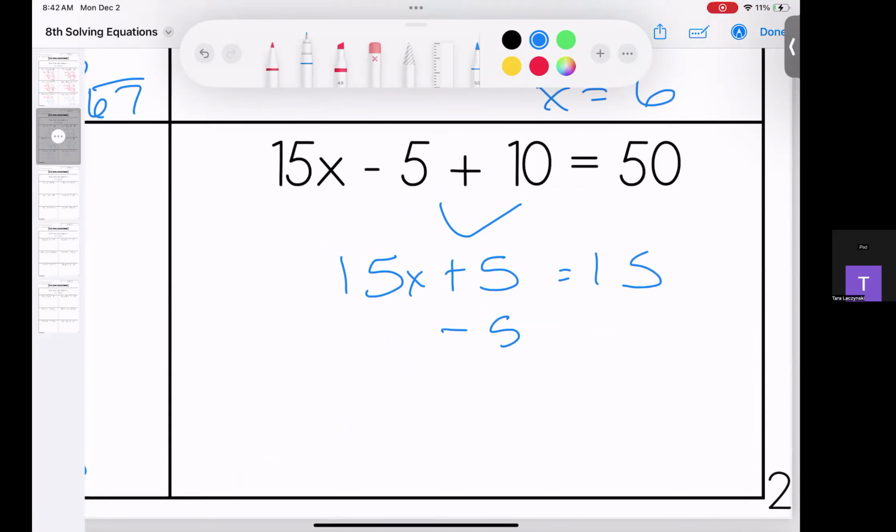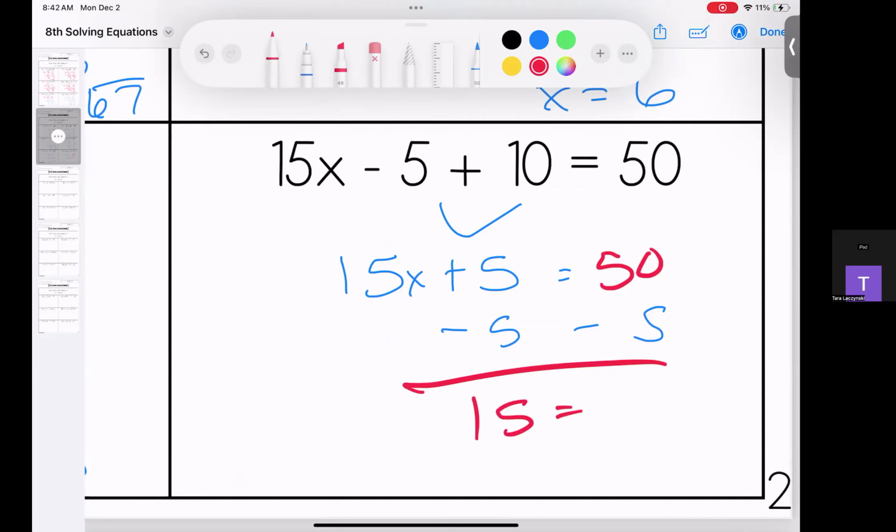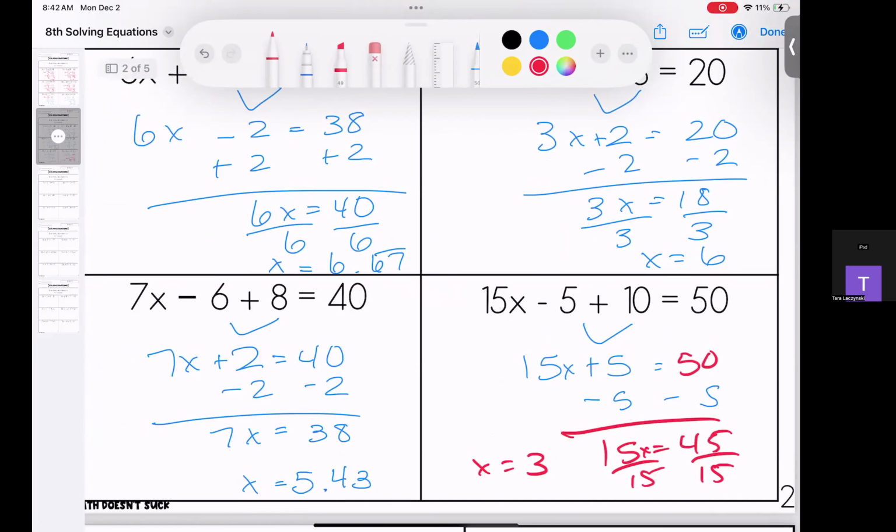15x minus 5 minus 5. Oh, it helps if I bring down the right number, huh? All right, 50. 15x equals 45. Divide by 15. X is equal to 3. All right, that brings us to the end of page 2. If you have any questions, as always, bring them with you.